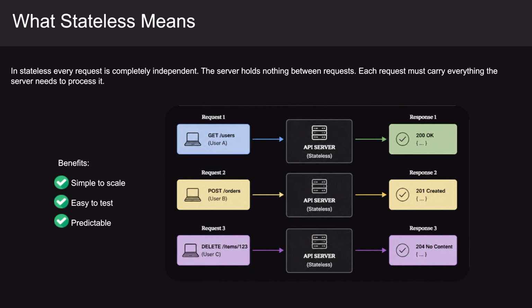The benefits of it are as follows. Simple to scale because any server instance can handle any request. Easy to test because there's no shared state to set up or clean up. Predictable because the same input always produces the same output. HTTP itself is stateless by design. These are real advantages, but the limitation is clear. If you need to remember something across requests, the server can't help you. That state has to live somewhere external.